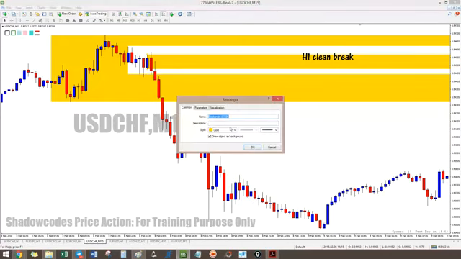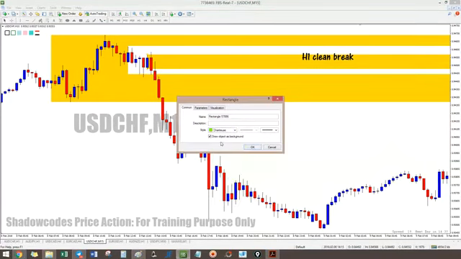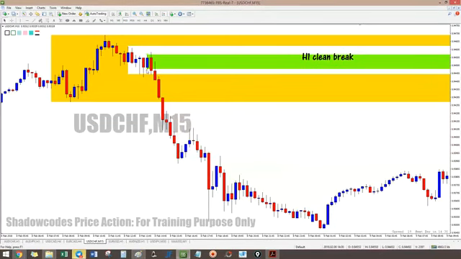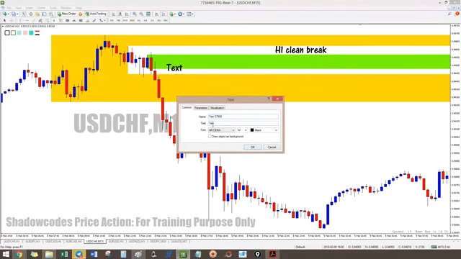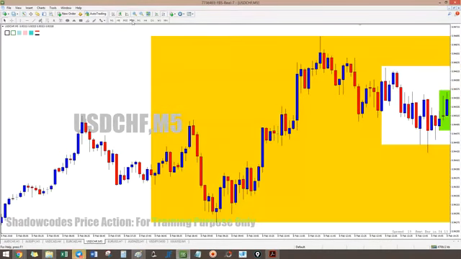So change color. For example, you change to green. Right. So this one is H1. This orange, this gold color is H4. So this green color is M15. M15 clean break, but it is not fresh anymore, but it can still hold the price.